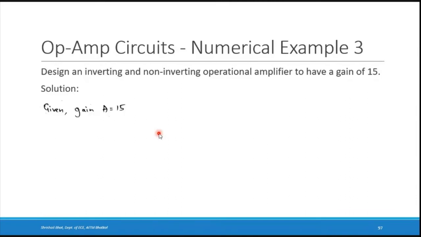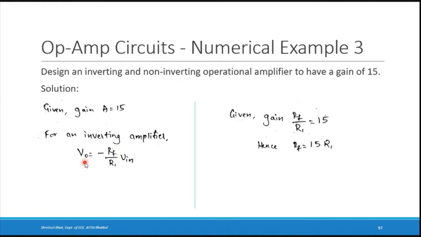Given the gain is 15, for an inverting amplifier, V0 is minus RF by R1 into Vin, right? This is the output voltage in case of an inverting amplifier. That is minus RF by R1 into Vin, right? So gain is RF by R1. RF by R1 is given as 15, right? Gain is given as 15. That is RF by R1 is 15. So what is RF? It is 15 into R1. If I take it to the other side, it is 15 into R1.